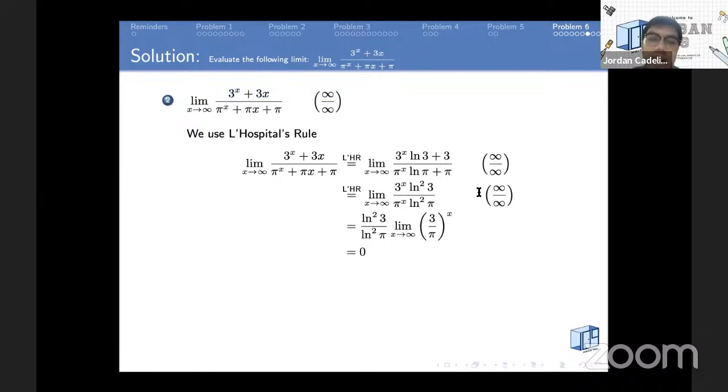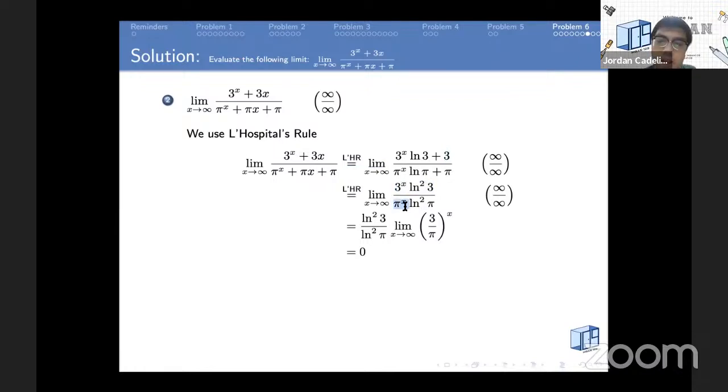Tapos derivative ng 3x is 3. Tapos notice na ganun pa rin, infinity over infinity, maglo-L'Hopital's ulit tayo. Kaya 3 raised to x ln squared of 3 kasi may 3 raised to x ln 3 times ln 3 ka. Tapos constant to, mawawala na siya.